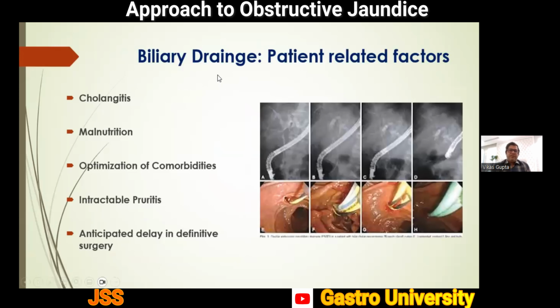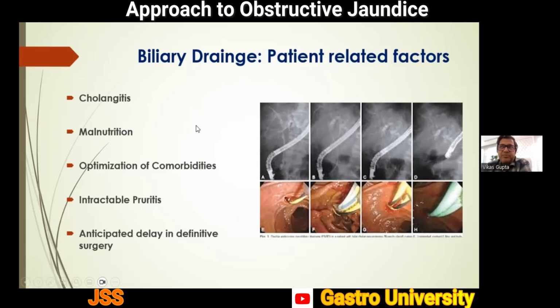So once we have defined the level and cause of obstruction, the next question which needs to be answered is biliary drainage. Does the patient require drainage? What are the groups of patients which require drainage? Patient-related factors which determine drainage are the presence of cholangitis, as I have discussed earlier, and the presence of malnutrition where the patient cannot be subjected to direct surgery.